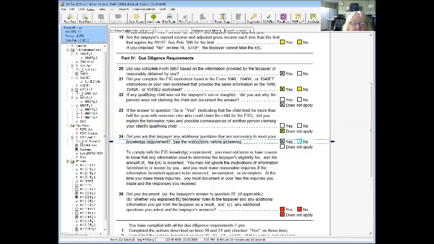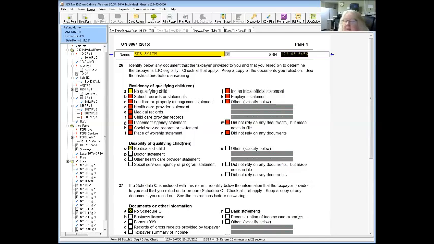Did you document the taxpayer's answers? I say does not apply here, because by answering all the questions on these forms, those are the answers. Number 26, and this is the biggie. Identify below any documents that the taxpayer provided to you and that you relied on to determine the taxpayer's EIC eligibility. Check all that apply.